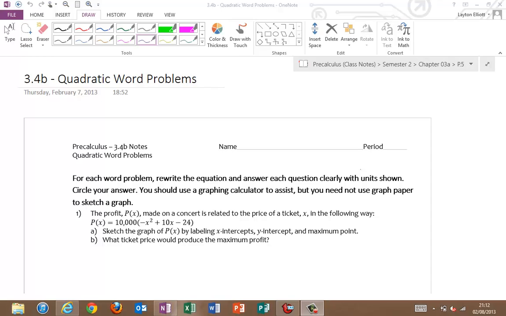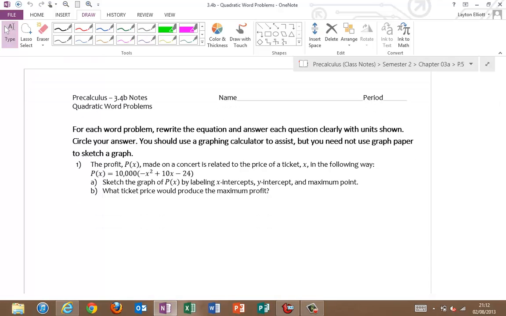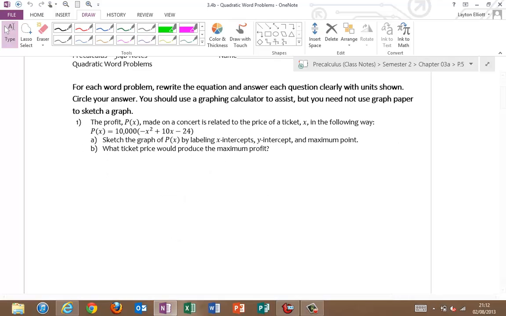We begin by looking at the first problem: the profit made on a concert is related to the price of a ticket in the following way, and we have the graph of a parabola. I know that because I have an x squared. This one has the 10,000 factored out. Now you can use a graphing calculator to assist, and I'll show you these graphs on a graphing calculator, but sometimes I'm going to try to do this not on a graphing calculator, like with number 1. I can do a pretty good sketch with just some basic math.